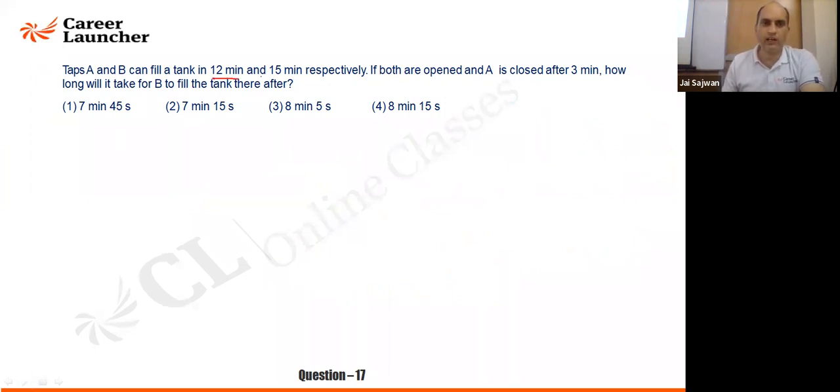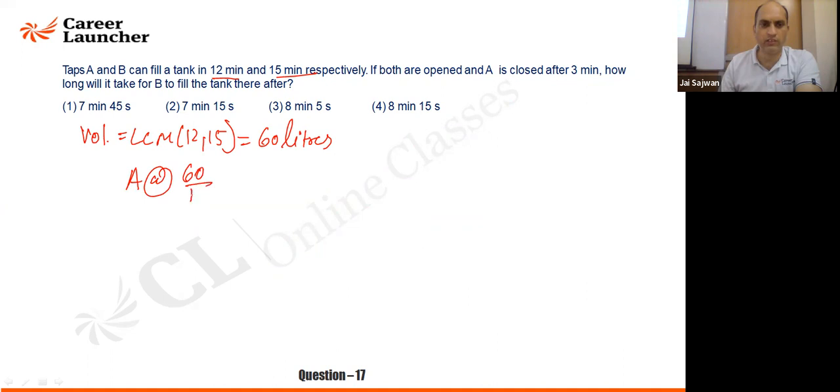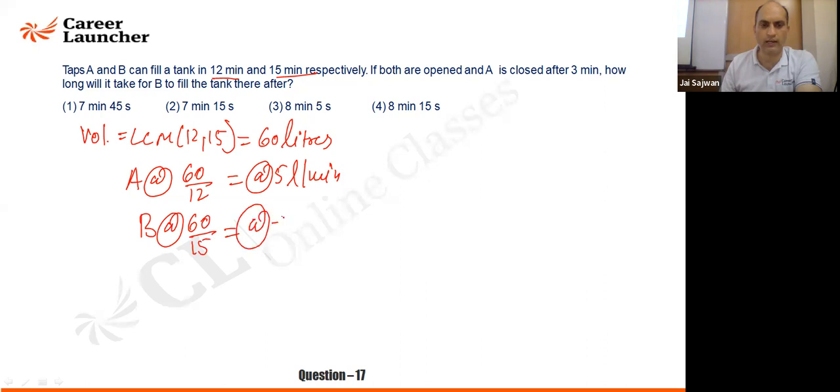Tap A and B can fill it in 12 minutes and 15 minutes. First, not to worry, the unit can be anything. I'll take the volume of the tank as a number which is a multiple of 12 and 15. Can I say I'll take a 60 liter tank? So A fills 60 liters in 12 minutes, which means it is filling at the rate of 5 liters per minute. B takes out 60 liters of water in 15 minutes, which means it is taking out at the rate of 4 liters per minute.